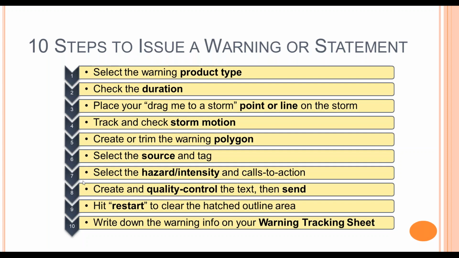The third thing to do would be to put your point or line on the storm, and then following that to track and check the storm motion. We were finding that that step got overlooked pretty often in the warning process, that especially for updates and statements, it was easy to forget to refresh that motion, make sure the point was still on the thunderstorm where it should be, and that the storm motion was still representative. We then want to make sure folks trim a warning polygon if it's a statement, or create that new one and tweak it as needed.